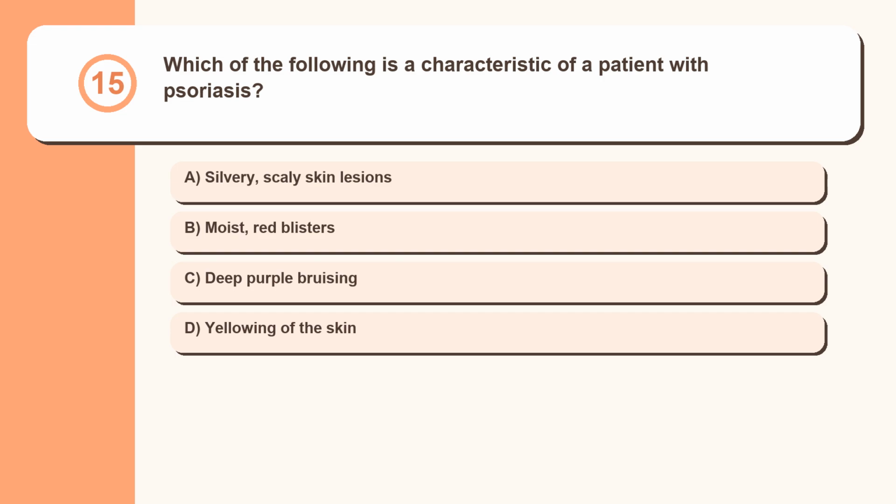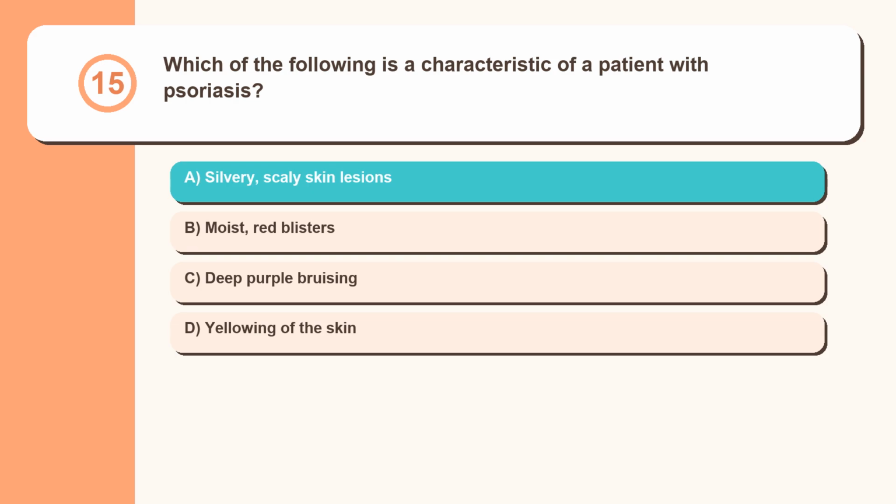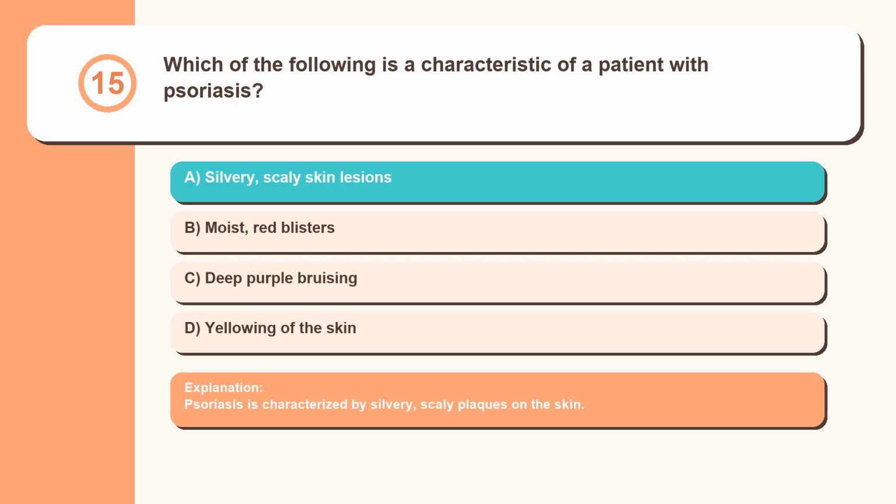Question 15. Which of the following is a characteristic of a patient with psoriasis? Silvery, scaly skin lesions, moist, red blisters, deep purple bruising, yellowing of the skin. Psoriasis is characterized by silvery, scaly plaques on the skin.